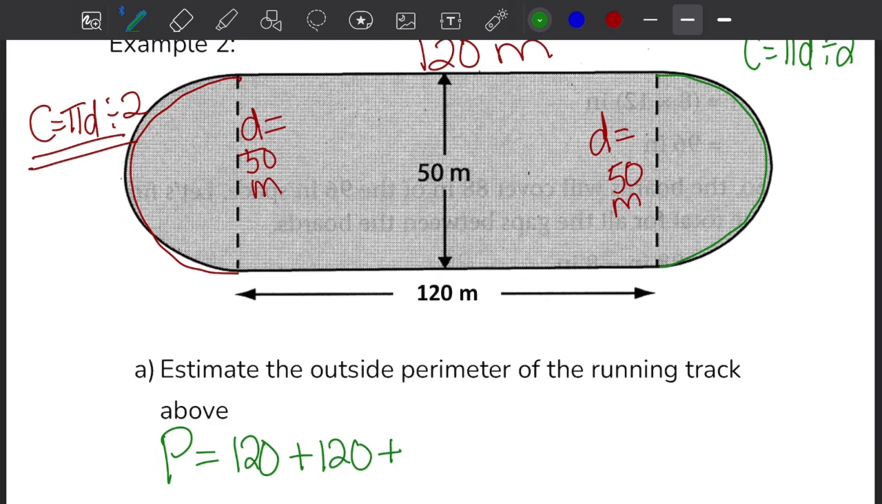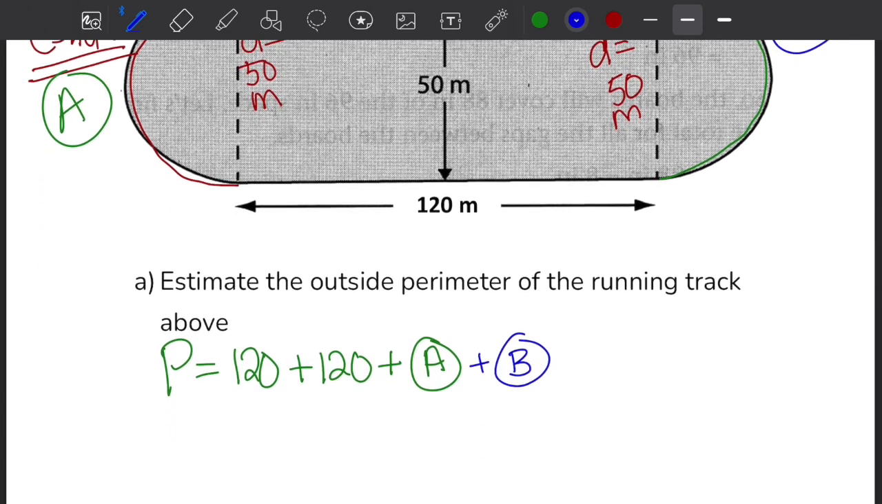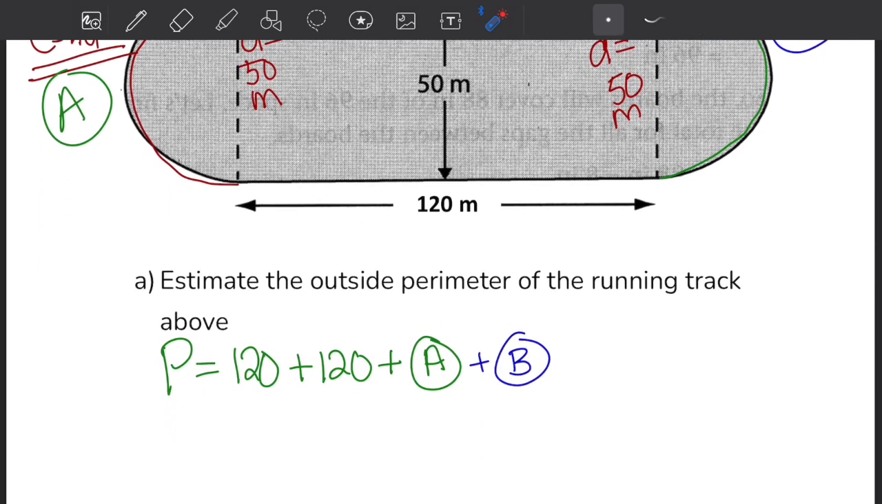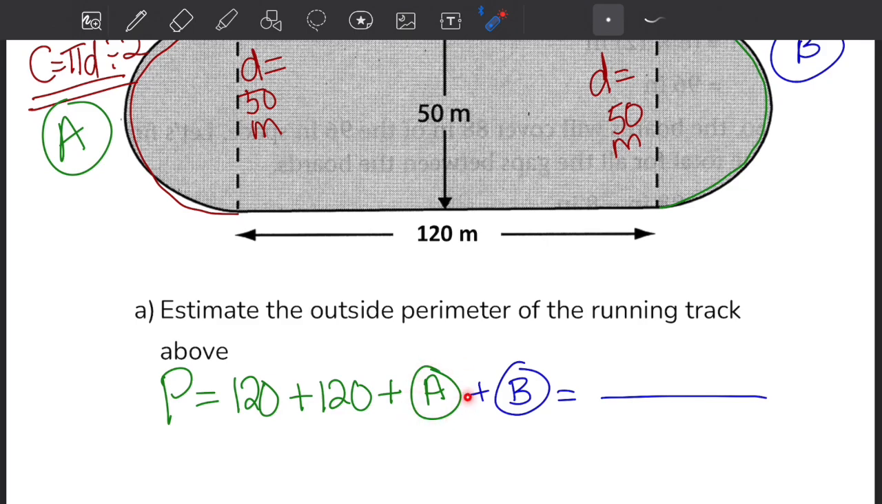So how about I call this formula A, okay? And I'm just going to put A with a circle. And I'm going to call this part of the formula, say, B. And I'm going to write B with a circle, just so I'm not writing a whole bunch of pi d divided by 2 multiple times, okay? So, okay, once I figure out this number and this number, I can just add everything together and I can find the perimeter, right? Okay, so let's start by figuring out the value for A.